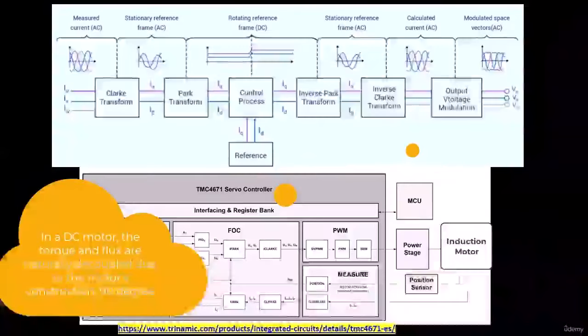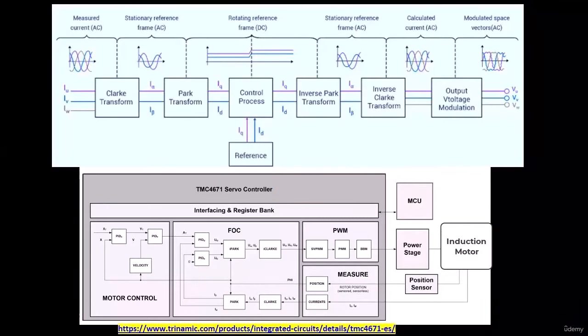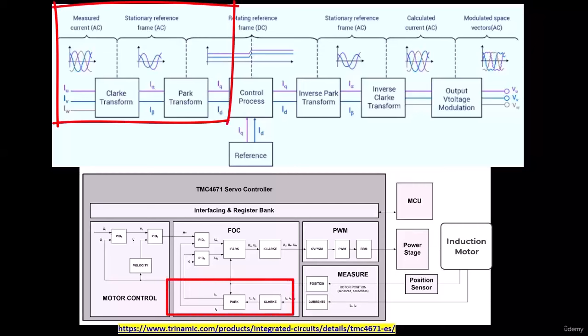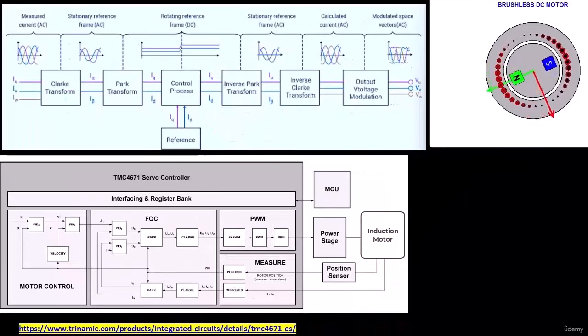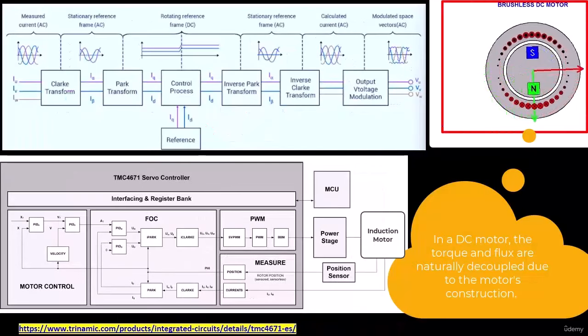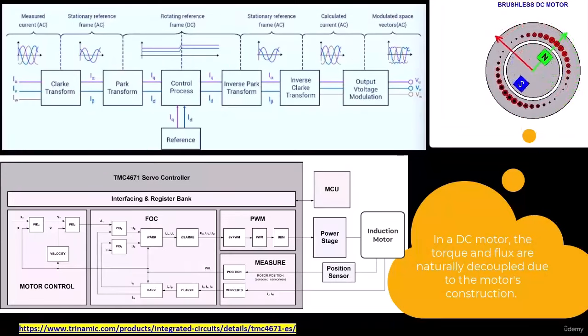The Park and Clarke transformations are mathematical techniques that are used to transform the three-phase stator currents and voltages into two-phase currents and voltages that are aligned with the rotor flux. By doing this, it becomes possible to decouple the torque and flux components of the motor and to control them independently using separate control loops. This makes it possible to achieve the same level of control as DC motors.